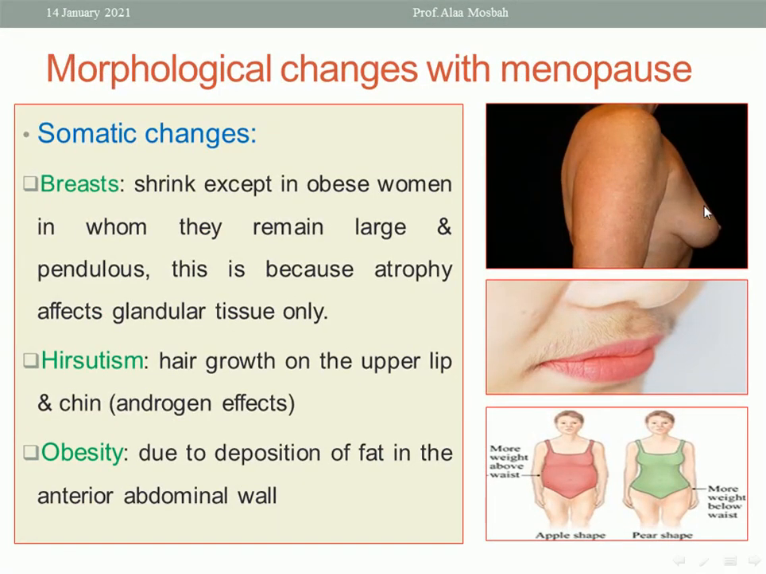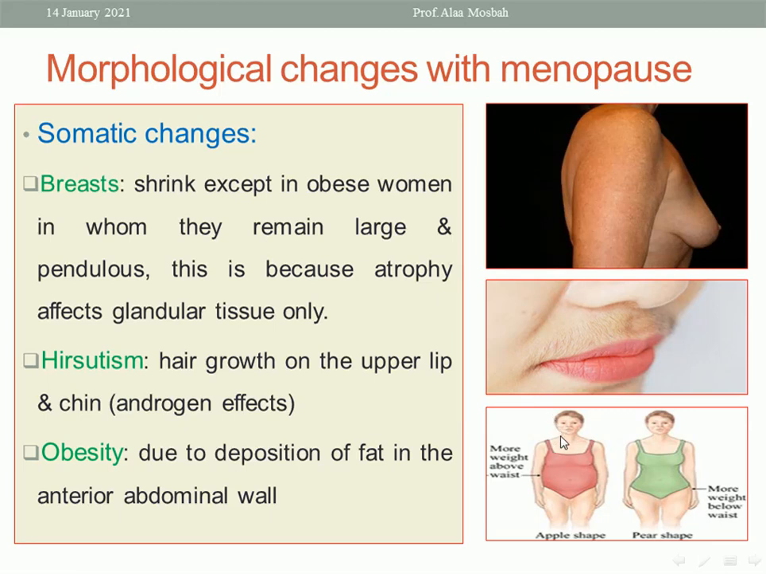The breast, as you see, will atrophy and become more pendulous, except in obese women, where the fat content of the breast may compensate for the atrophy of the glandular tissue. But in some people, the atrophy of glandular tissue will be reflected as an atrophied breast that becomes pendulous. There is hirsutism in the upper lip and the chin, as you see in the picture.